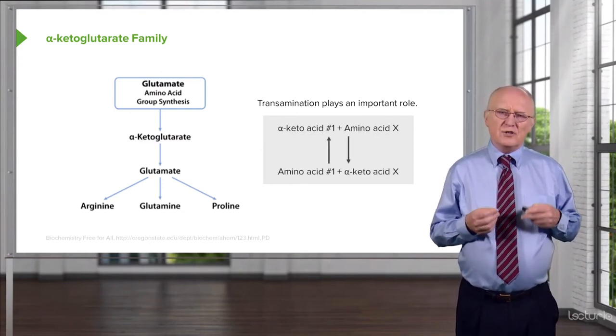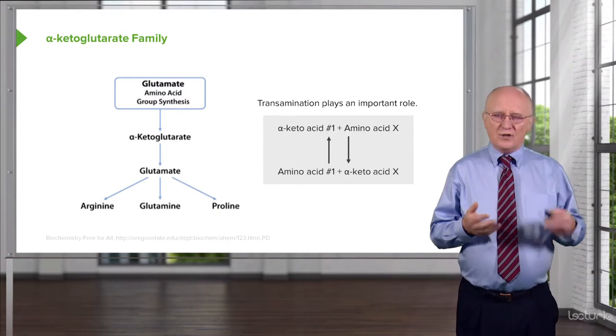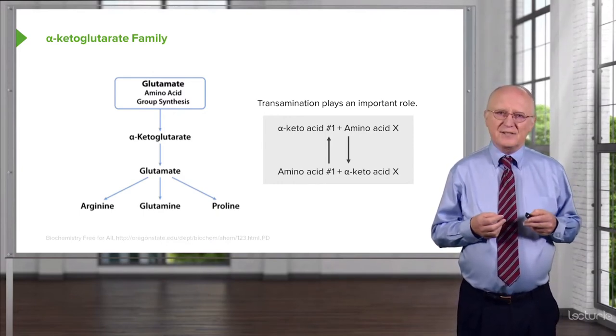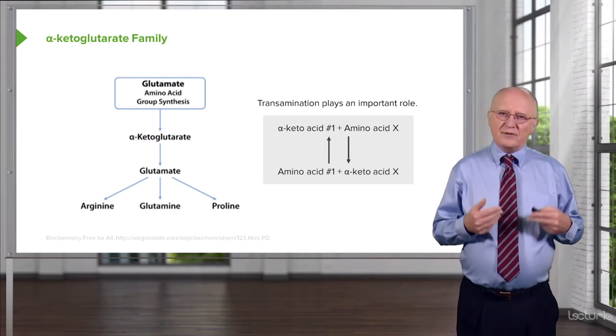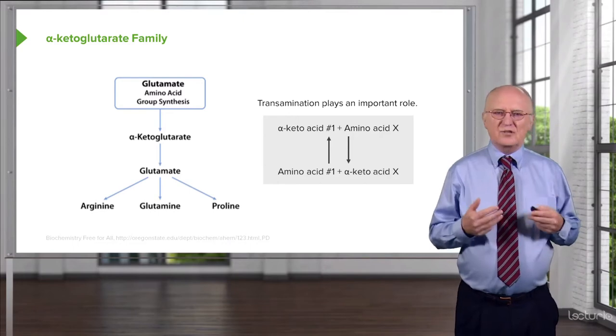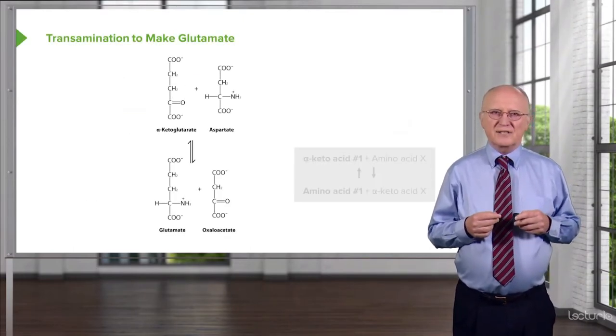So transamination occurs when an alpha keto acid is converted into an amino acid. And that requires a donor of amine group, which is in this case described as amino acid X. And that amino acid X, after donating its amine group, becomes an alpha keto acid. So we sort of see these swapping. Well, that's a lot of words. Let's take a look at what actually happens in the process.